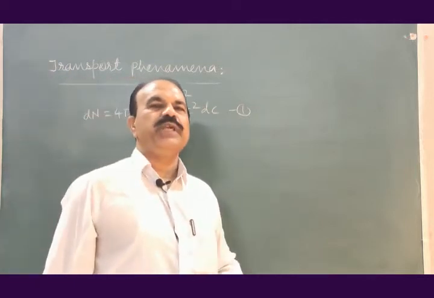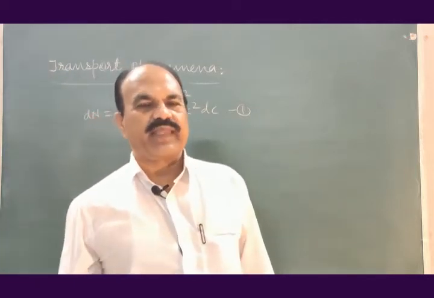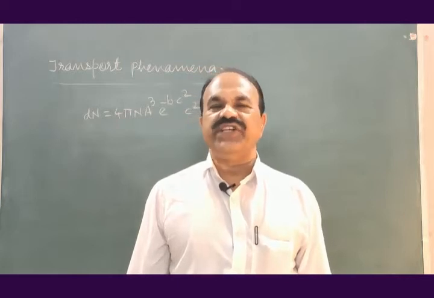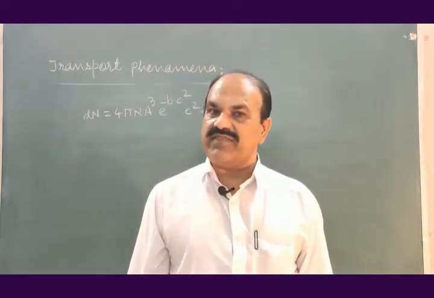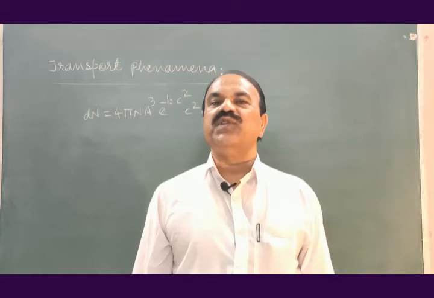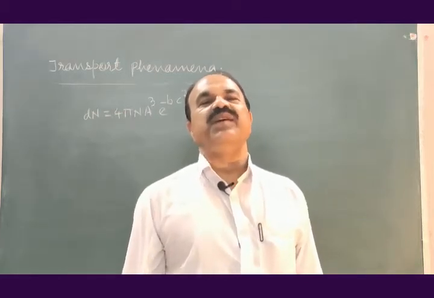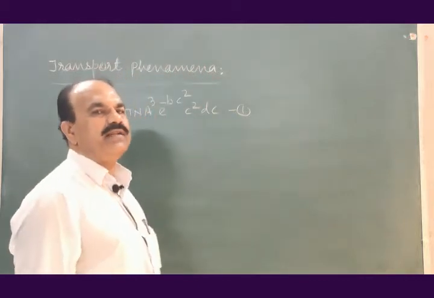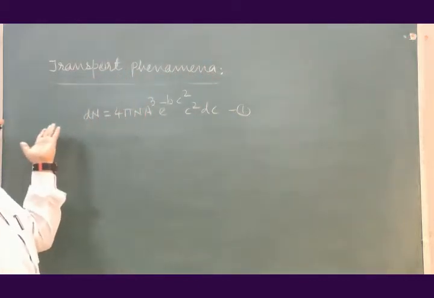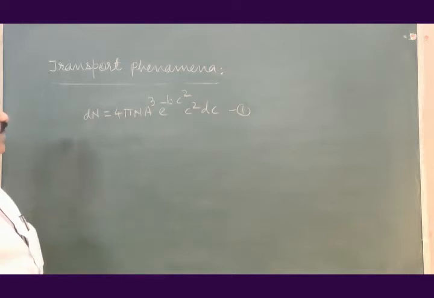According to the principle of distribution of velocities by Maxwell, the number of molecules lying in the velocity range c to c plus dc are given by equation 1. What is equation 1? dn is equal to 4 pi n a cube e to the power minus b into c square dc, equation number 1.